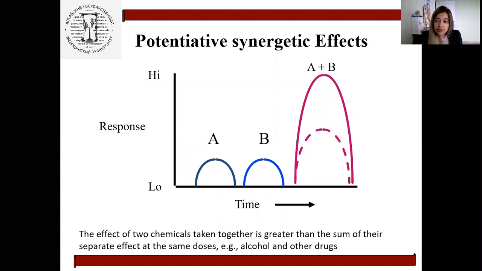We can have potentiative synergic effect. Potentiative, what does it mean? Here you can see, if it was 5 and 5, but together it gives not 10 but 20, for example. That means they increase the effect of each other. The effect of two chemicals taken together is greater than the sum of their separate effects in the same doses. Example can be alcohol and other drugs affecting the CNS. If you take some sedative drugs separately or alcohol separately, it may not be very dangerous. But if you mix a sedative drug with alcohol, your CNS can stop. So it can be a very strong effect, and it can be very dangerous, okay?